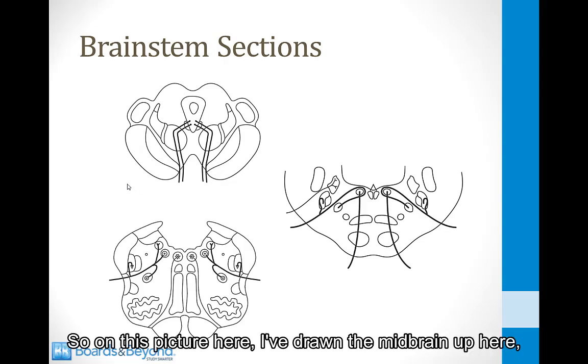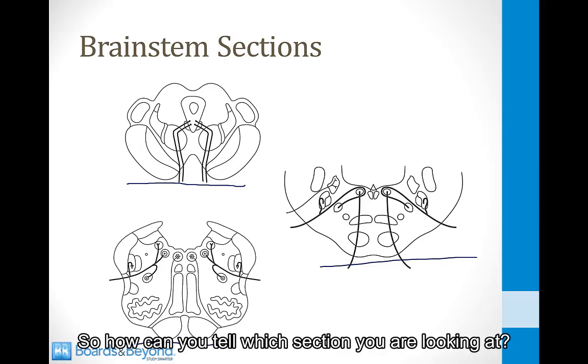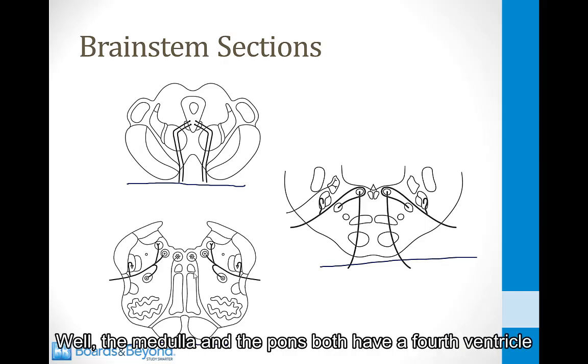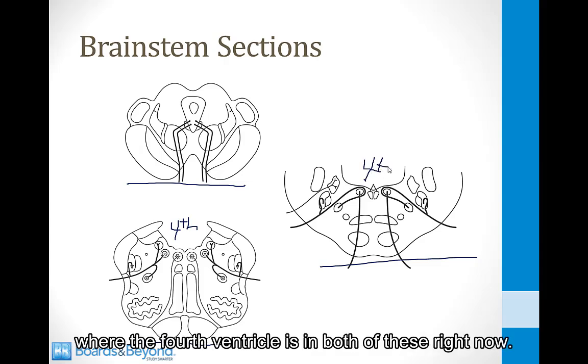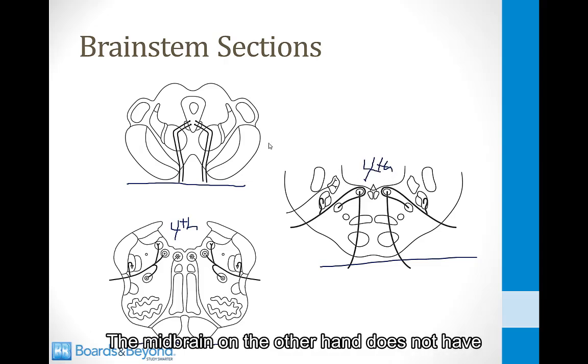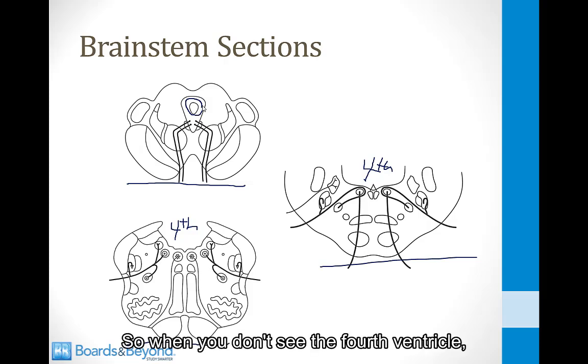So on this picture here, I've drawn the midbrain up here, the pons over here on the right, and then down at the left is the medulla. So how can you tell which section you are looking at? Well, the medulla and the pons both have the fourth ventricle up at the top portion of the picture. I'm drawing where the fourth ventricle is on both of these right now. The midbrain, on the other hand, does not have the fourth ventricle. Instead, you see this little circle, which is the cerebral aqueduct. So when you don't see the fourth ventricle, you are usually looking at the midbrain.